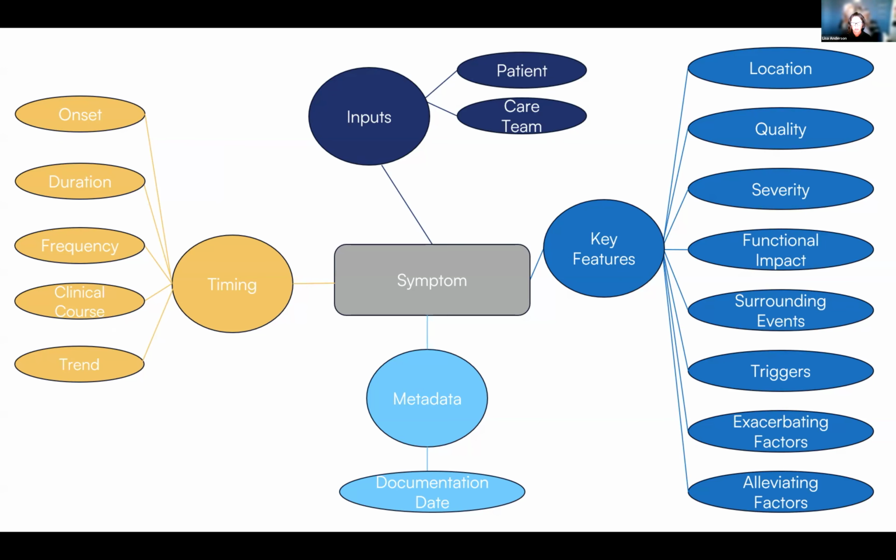So just a couple examples are, when did the symptom start? What's the date of onset? How long has it been going on? How frequent is it? Is it every day? Is it intermittent, continuous, things like that? On the right-hand side, we have a lot more elements that we originally included in our conceptual model, wanting to tweeze out where in the body is the symptom occurring, what's the quality, severity, things like that.